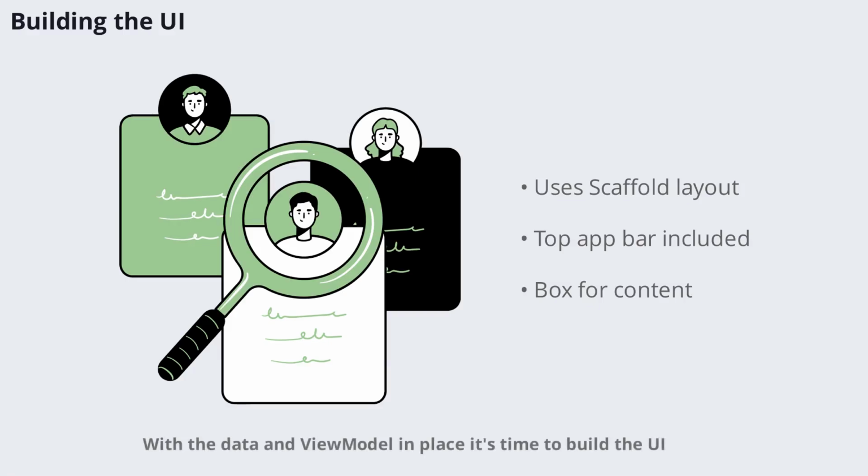With the data and view model in place, it's time to build the UI. We'll use a scaffold to provide a consistent layout structure, including a top app bar. Inside the scaffold, a box layout will contain the list of orders and the pull to refresh indicator. This setup ensures that the UI is both functional and visually appealing, with clear separation between content and controls.